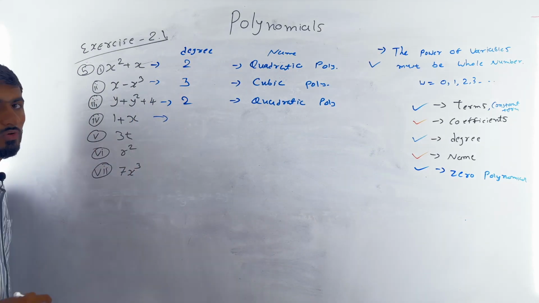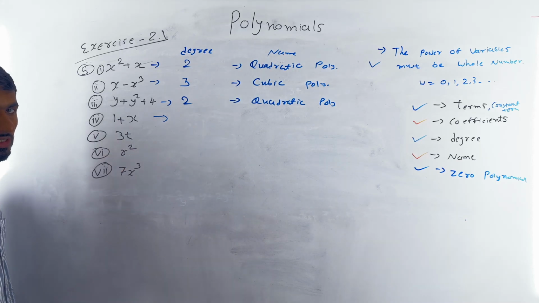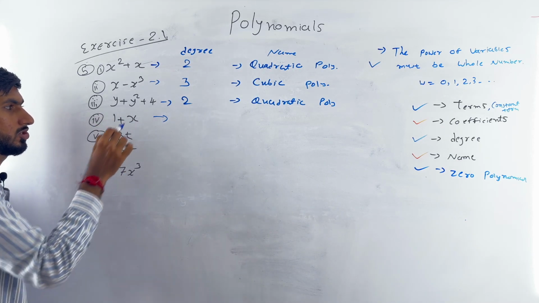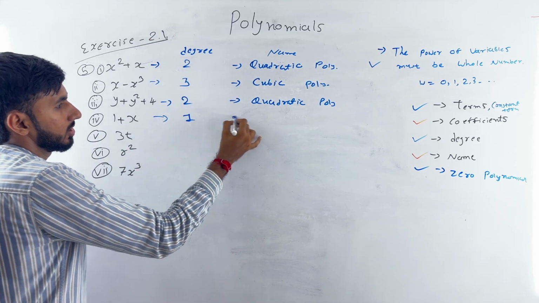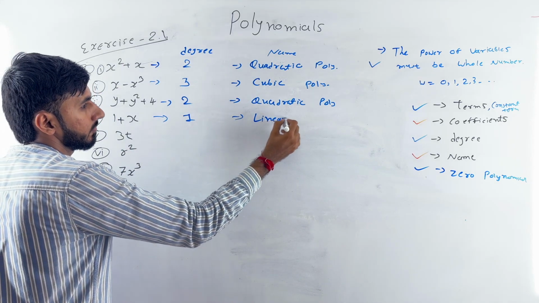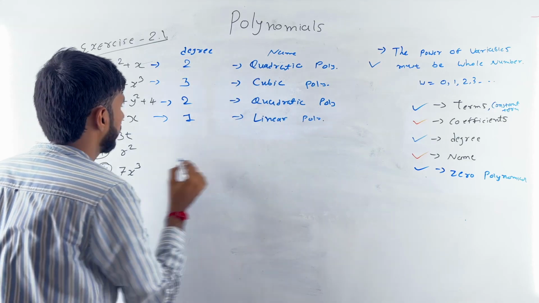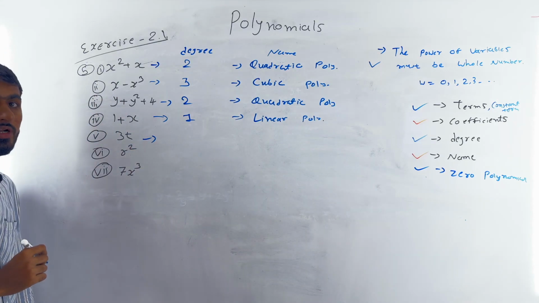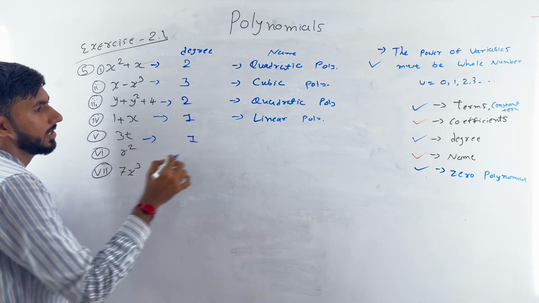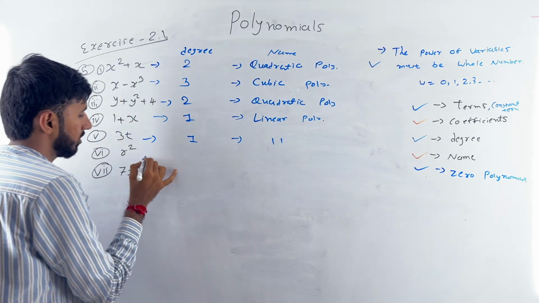Now we will move to the fourth, 1 plus x. Here I have degree as only 1, x power 1, here x power 0. So 1 will be my degree. And if the degree is 1, that means it is a linear polynomial. Now here I have 3t. 3t means there is only degree 1, t power 1, right? So it is also a linear polynomial.